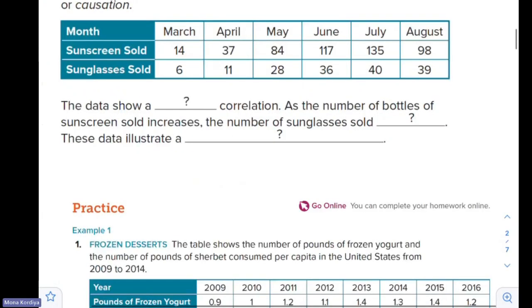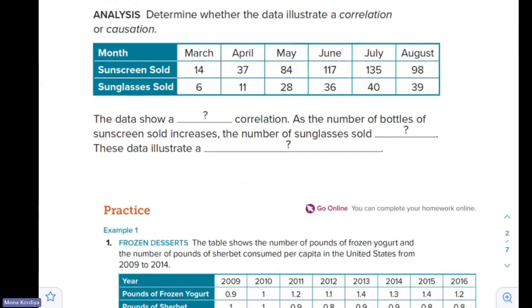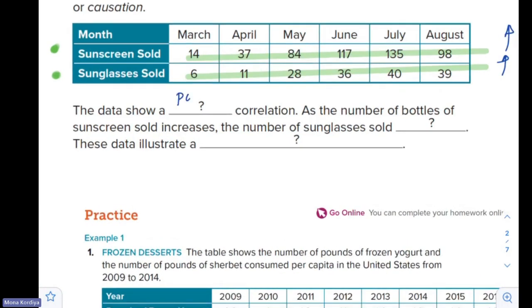Okay, let's see this example. Determine whether the data illustrates a correlation or causation. We have here a relation between sunscreen sold and sunglasses sold. And if you follow the trend here, this is increasing and this is increasing as well. Both are increasing, which means if you plot the points as a scatter plot, then it will show an increasing relationship. That means the data show a positive correlation.